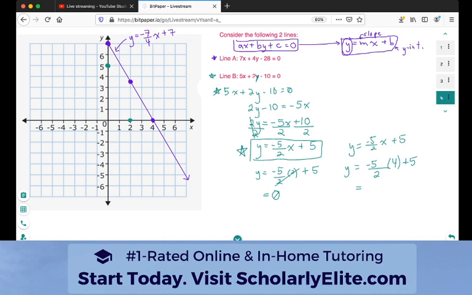So what's going to happen here is negative 5 times 4 is negative 20, divided by 2 is negative 10, so negative 10 plus 5 is going to be negative 5. So that's another point here. So when x is 4, I'm going to go down, and the y is negative 5.